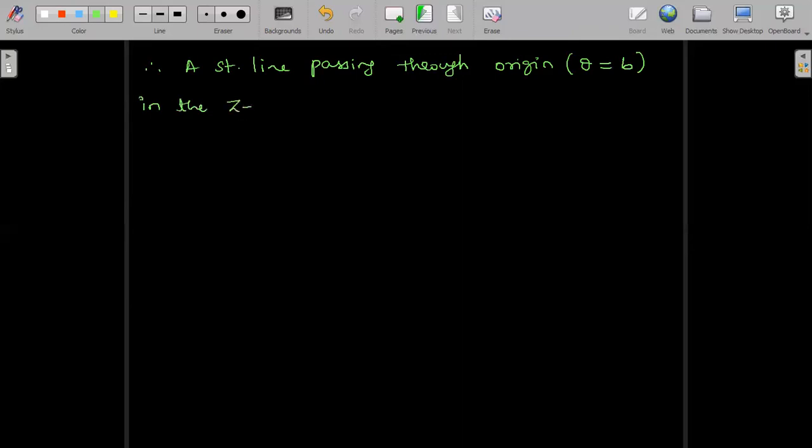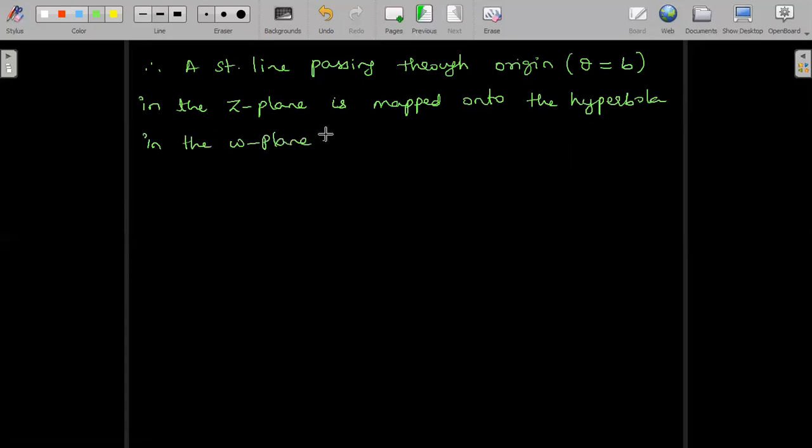So we are concluding the same lines. It's therefore a straight line. What did we start with? A straight line passing through origin, theta is equal to b. This was a straight line passing through origin in the z plane. In the z plane it is mapped onto the hyperbola in the W plane.